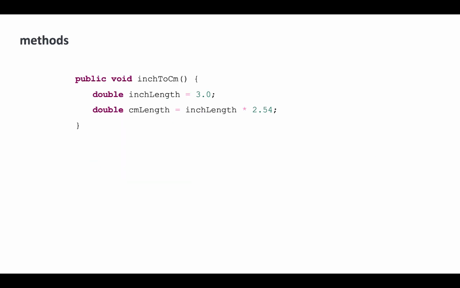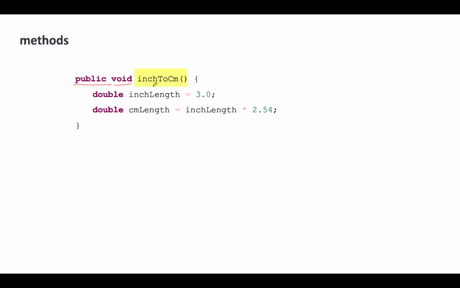Methods. So a method is a group of instructions that performs a task. It works like a utility tool that you can pull out and use whenever you need it. And here is a method called inch to centimeters. And let's take a look at the structure first. So first of all, it starts with the keyword public, right? This has to do with access, but we'll ignore this for now. Then it is followed by void.